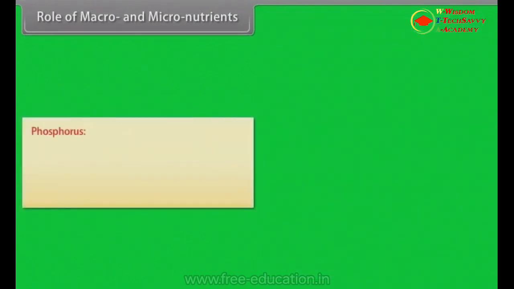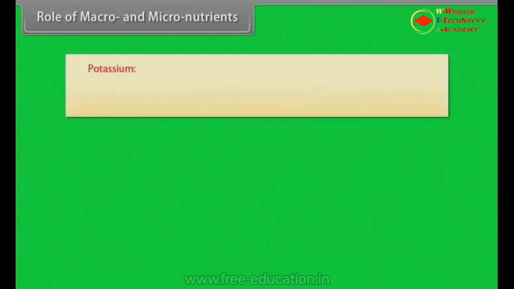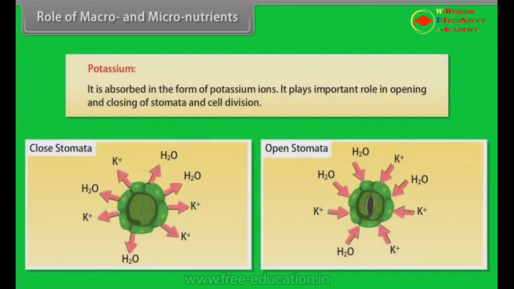Phosphorus. It is absorbed in the form of phosphate ions by plants. It is part of the cell membrane, some proteins, nucleic acids and nucleotides, and is required for all phosphorylation reactions. Potassium. It is absorbed in the form of potassium ions. It plays an important role in opening and closing of stomata and in cell division.